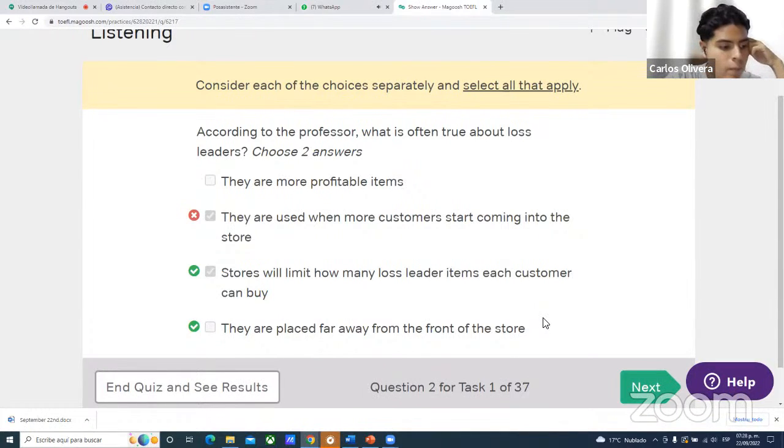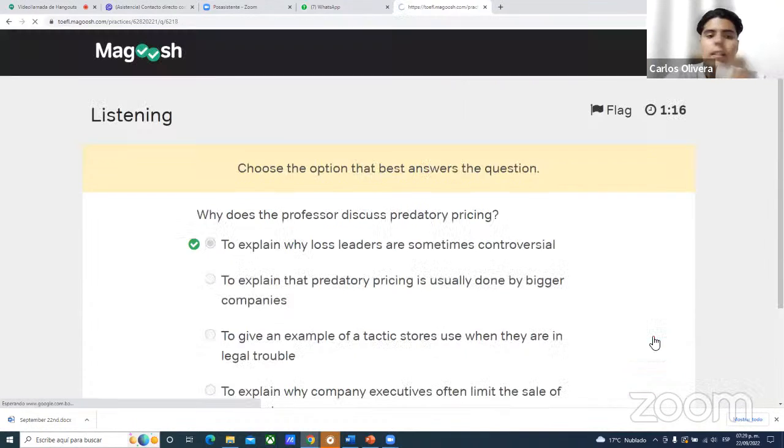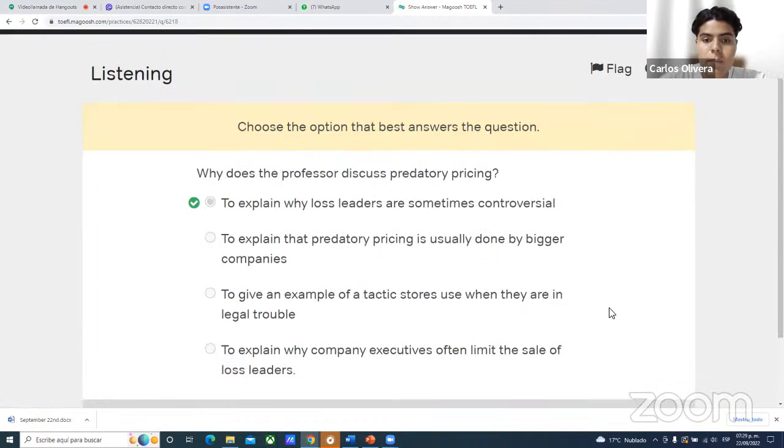And the first one, it's correct as well, the fourth one, because they are placed far away from the front of the store. This is something that the professor comments at the beginning of her lecture, right? She says that they are always far away from the front, because if people were just having these particular goods at the front, they wouldn't go until the end in order to get them, and they wouldn't be seeing nor getting in touch with the rest of the products that actually help these stores to earn very much money. Very good. Number 3, why does the professor discuss predatory pricing?